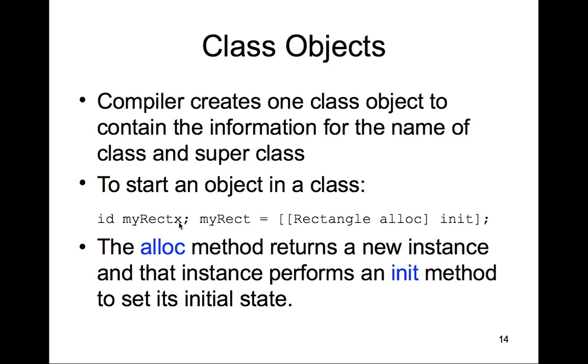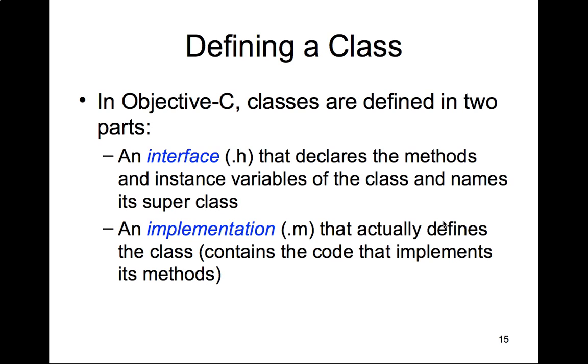Well, this is interesting. Why does it have an x there? It should just say myRectangle equals. There's a typo in the slide. Didn't even notice that until now. Rectangle alloc, which means allocate a new rectangle, and then run init on it to initialize it.